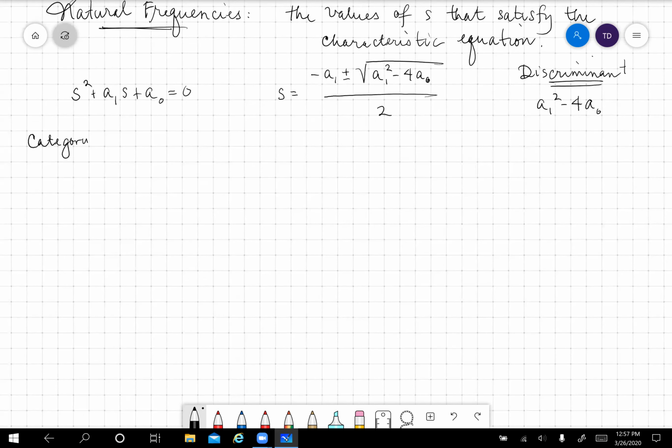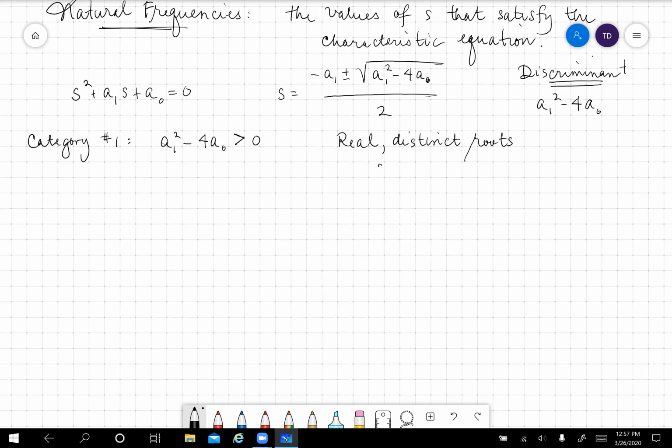Category 1. In category 1, the discriminant is greater than 0. So we're taking the square root of a positive number. We love that. That's the world we live in. So A1 squared minus 4A0 is greater than 0. We call this real distinct roots. The roots are real and they are distinct.